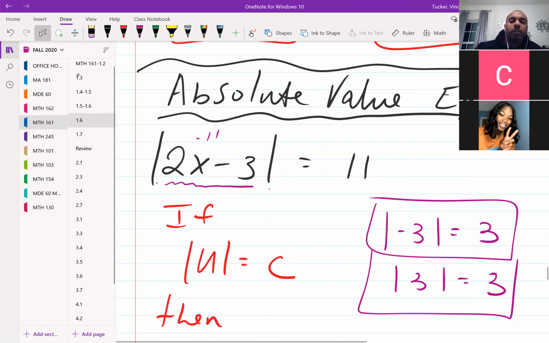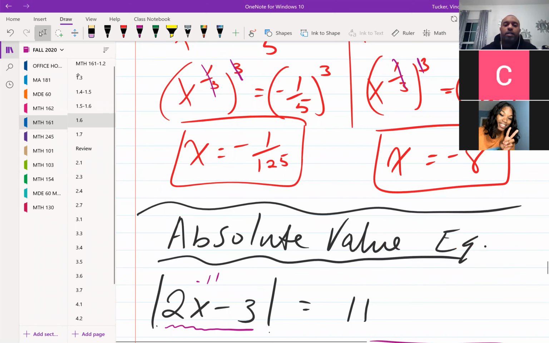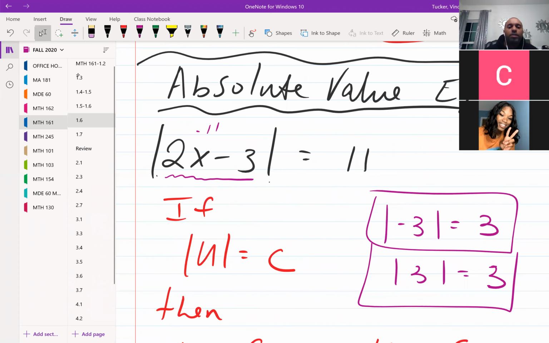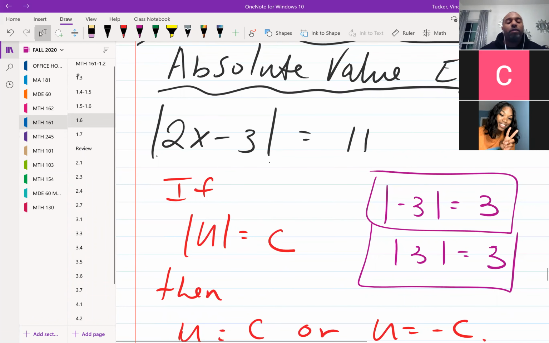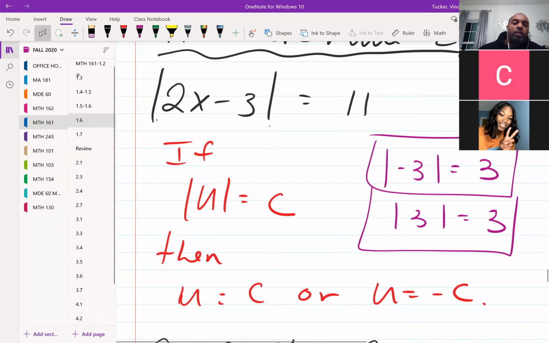Okay, so last thing out of this section, absolute value equations. So I think I made a mistake and wrote that there. If we're looking at the absolute value of 2x minus 3 equal to 11, and we want to solve that, the way we would process it says if the absolute value of u is equal to c, then to solve for u, we would set it up as u equal to c, and u equal to negative c.